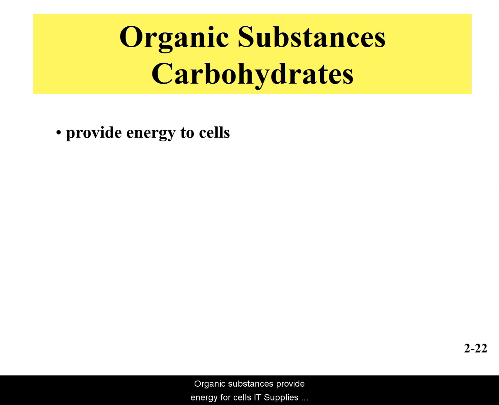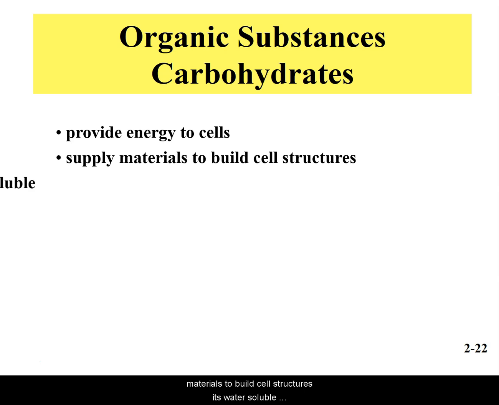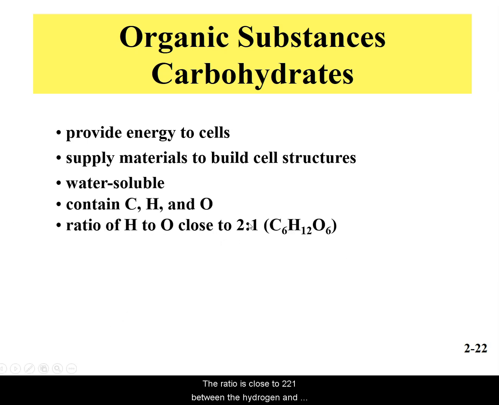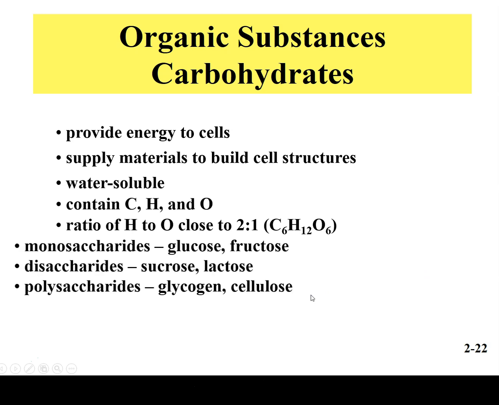Organic substances provide energy for cells. They supply materials to build cell structures. It's water soluble, dissolves in water, contains carbon, hydrogen, and oxygen. The ratio is close to 2:1 between the hydrogen and the oxygen. There's that glucose molecule that we talked about before, 6 carbons to 12 hydrogens to 6 oxygens. That 2:1 ratio there indicates that it is a carbohydrate.